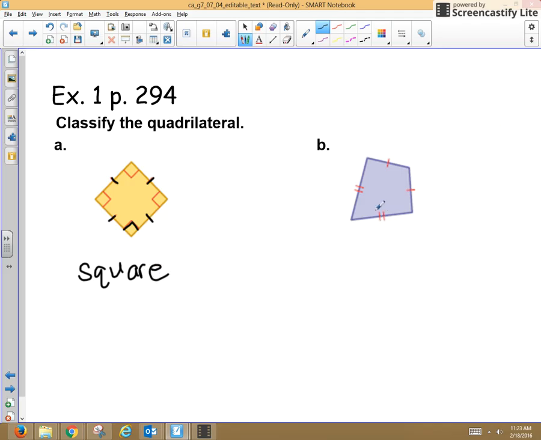Part B has two pairs of congruent adjacent sides. Here and here is one of them. You'll notice they are adjacent because they touch at this common point, and the sides are congruent because they both have one tick mark. On the opposite side, this side is longer, so it has two tick marks, and these two lines share a common point there. So this quadrilateral must be a kite.